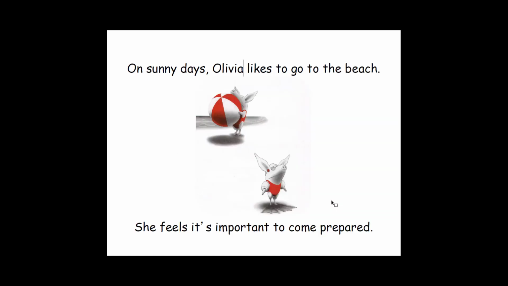On sunny days, Olivia likes to go to the beach. She feels it's important to come prepared. Look at, she came prepared. She's got her little floating things for her arms, and she might even have goggles on, and she brought a ball to play with. So that's nice. Now, do you remember what we were supposed to be doing? We were supposed to be listening for numbers. Have we heard any numbers yet? No, we haven't. So keep listening for numbers.